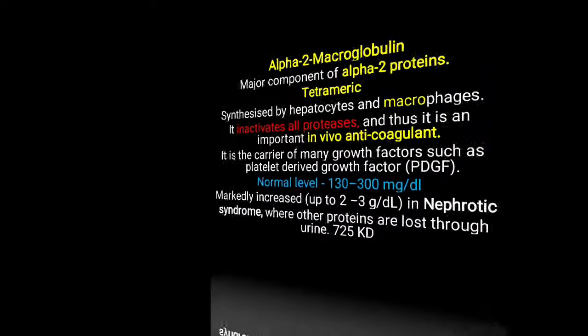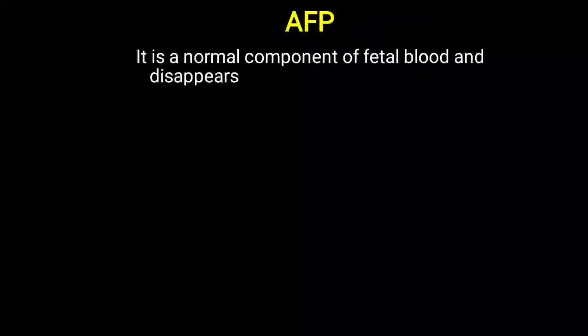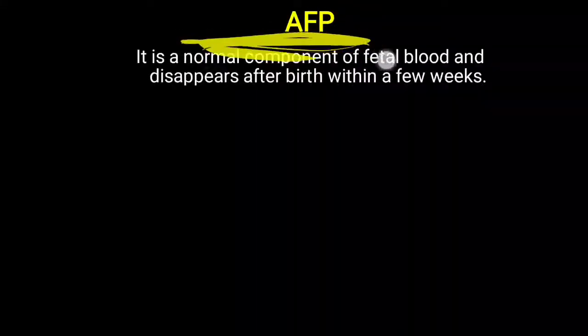This alpha 2 macroglobulin is also produced by the macrophage and hepatocyte. So you have to remember that significance. It is particularly found at a markedly increased level in nephrotic syndrome. It is one type of acute phase protein, meaning whenever there is an inflammatory condition or neoplastic condition, its level will be increased. One more important protein is AFP.